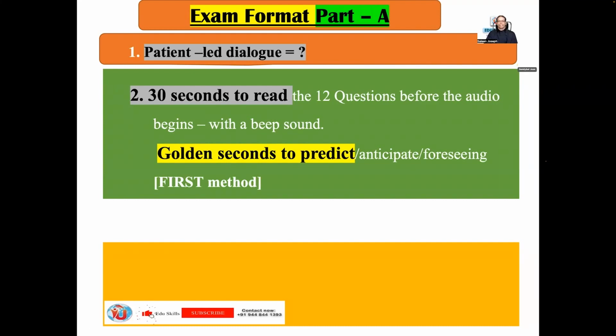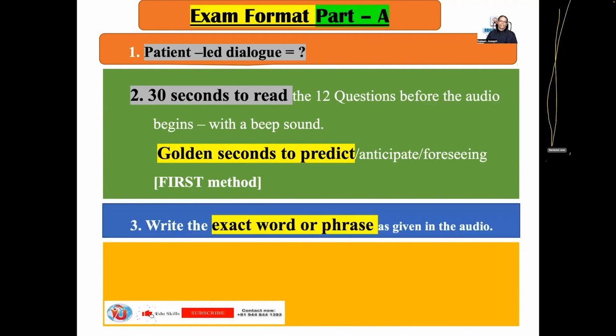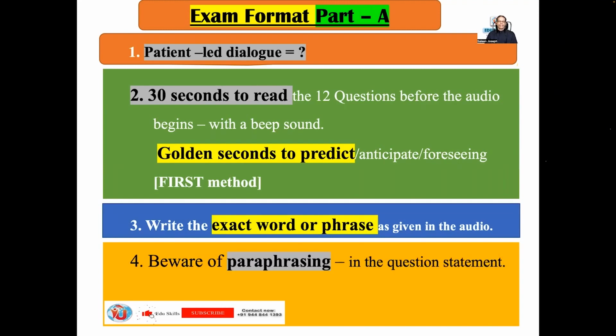And as you know, the first method is applicable both for reading as well as listening. Write the exact word or phrase as given in the audio. Don't change the word or the form of the word. Write the exact word. Beware of paraphrasing in the question statement. Usually they may not give you the same thing as it is, so you have to beware of paraphrasing, and beware of synonyms and synonymous language. These are the major things in your listening part A.